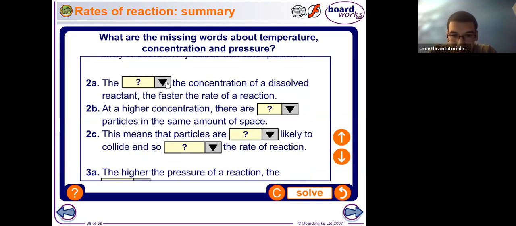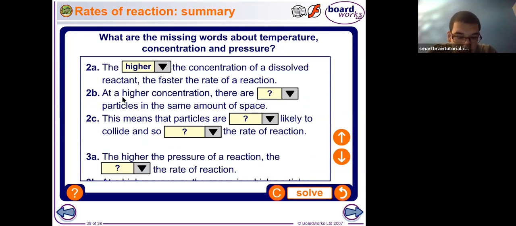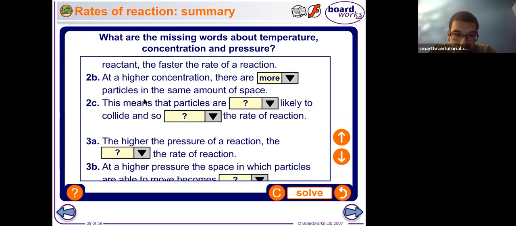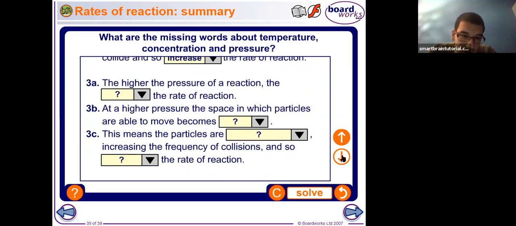The higher the concentration, the faster the rate. Yes. The second one, B, at higher concentration, there are more particles in the same amount of space. Yes. This means that particles are more likely to collide and so increase the rate of reaction. Okay, very well.